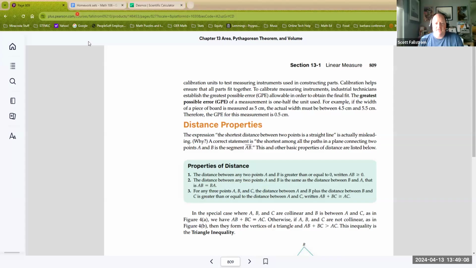Let's take a look at something known as the greatest possible error. Now, GPE, or greatest possible error, is half of the unit used. So if you measured something to 3 inches, the idea is that you have some kind of measuring device that goes to the nearest inch. So you can measure and say, okay, it's 3 inches, but really it could have been a little short of that, or a little bit longer than that.